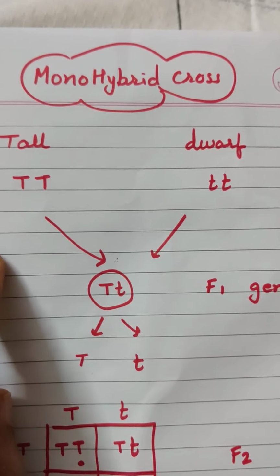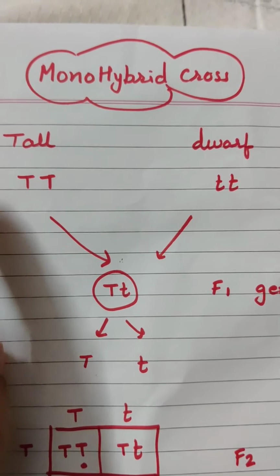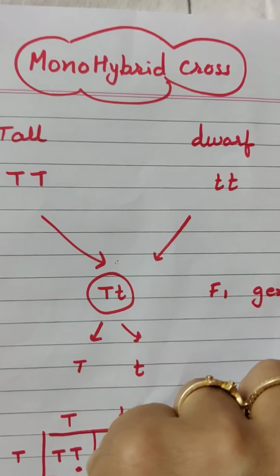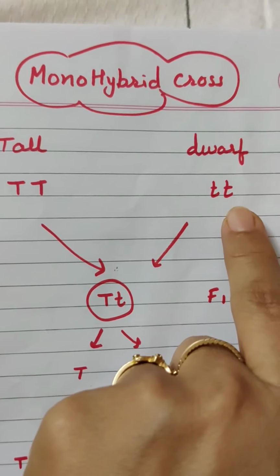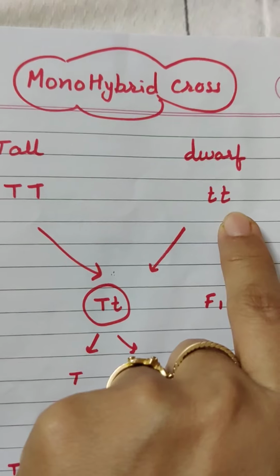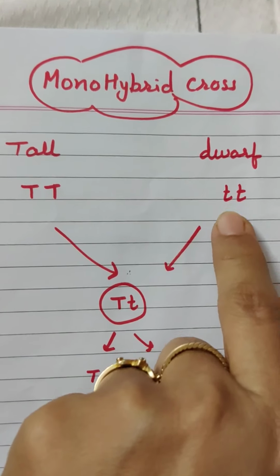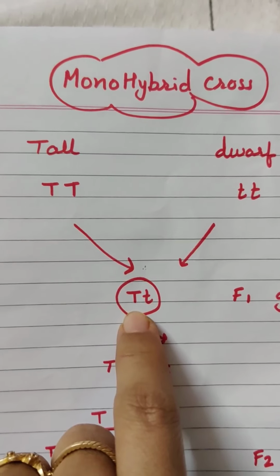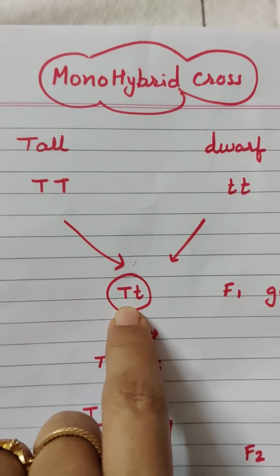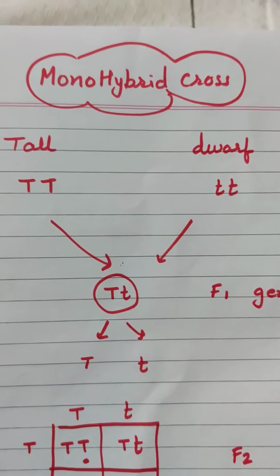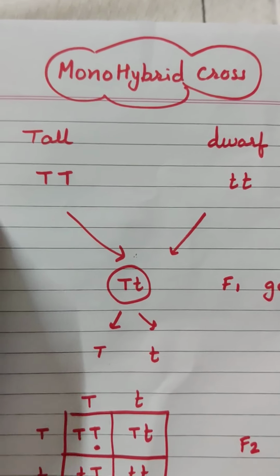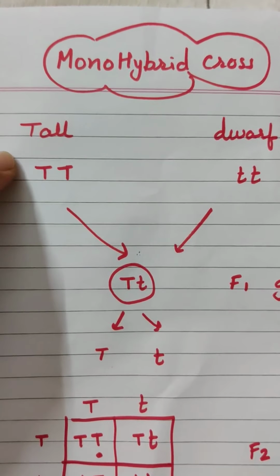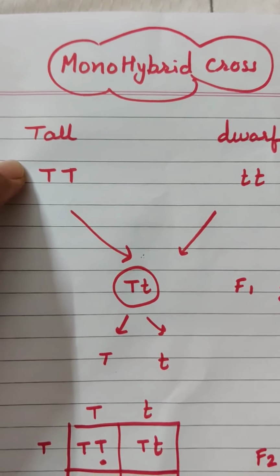Here the characteristic is height. One will be tall, that is dominant characteristic. One will be dwarf. Dwarf is recessive characteristic. Why is it recessive? Because when it is in presence of dominant characteristic, it cannot express itself, so it is known as recessive characteristic.